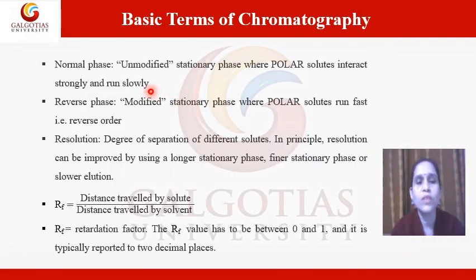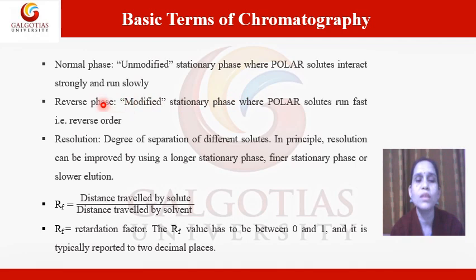Let us discuss what are the other basic terms of chromatography. So what is a normal phase, what is a reverse phase? Normal phase means it is the stationary phase where the polar solutes interact strongly and run slowly. That means what happens in normal phase? In normal phase, the supporting material taken as the stationary phase is normal, that is non-polar. So polar solutes will interact strongly and run slowly.